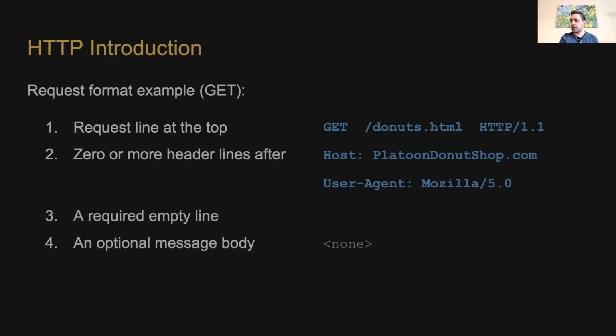So for example, this could have some additional parameters on it, like with a question mark. If you want to specify donuts that are only a variety of chocolate, you can pass that in the URI instead of passing in the message body.